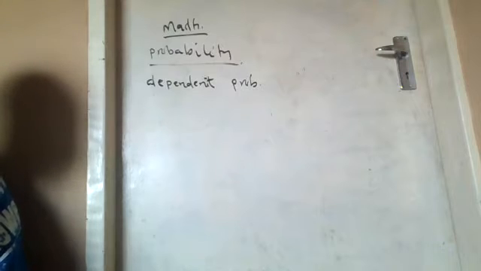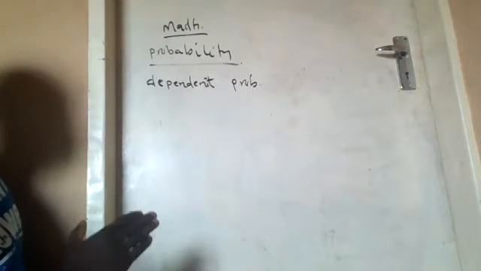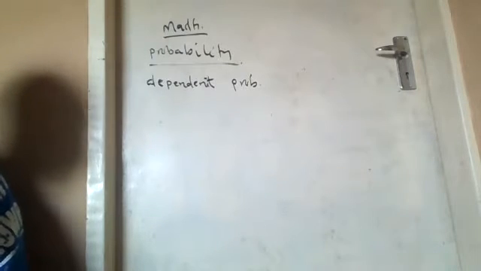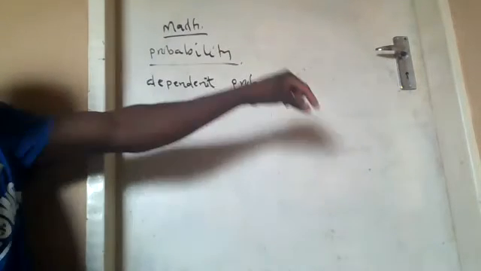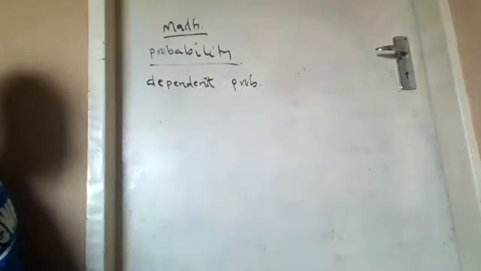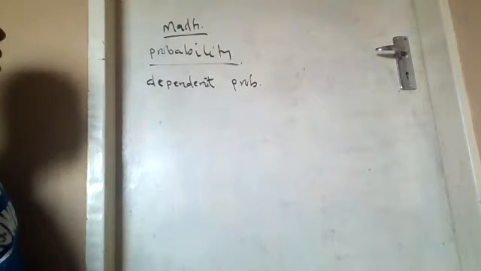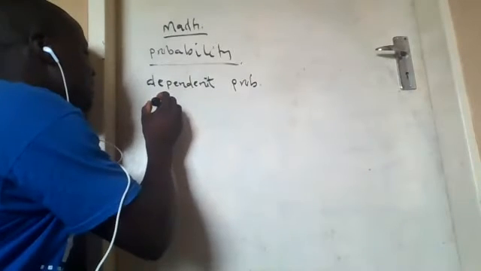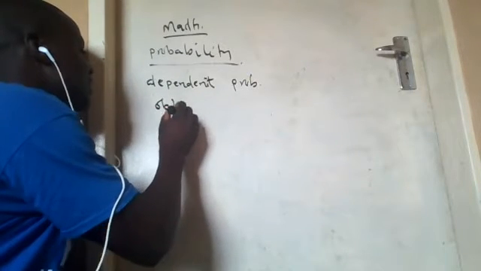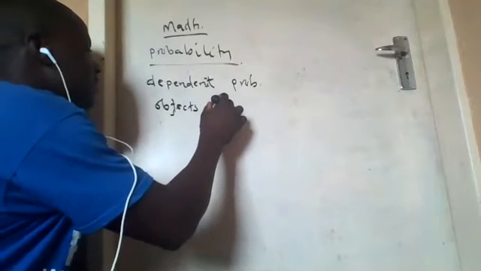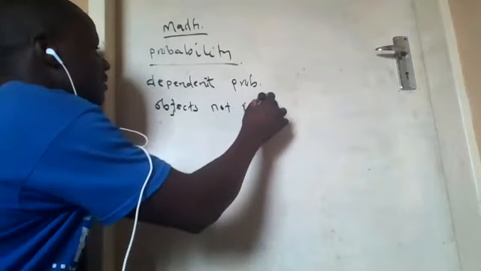Now, in a dependent probability, the action of one entity affects the other. So in a situation where one entity is picked from the source, let's say a pen is picked from a box of pens of a certain color, it is going to affect the other colors. Why? Because under dependent probability, objects are not returned.